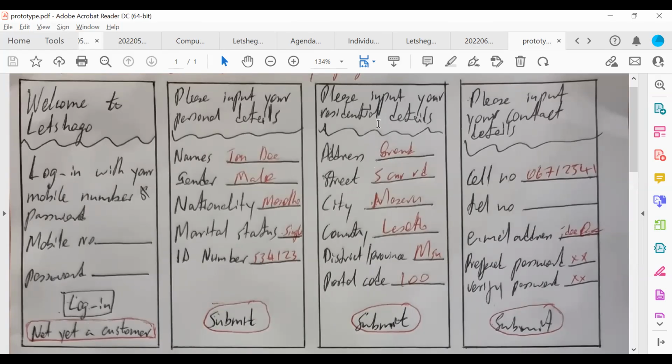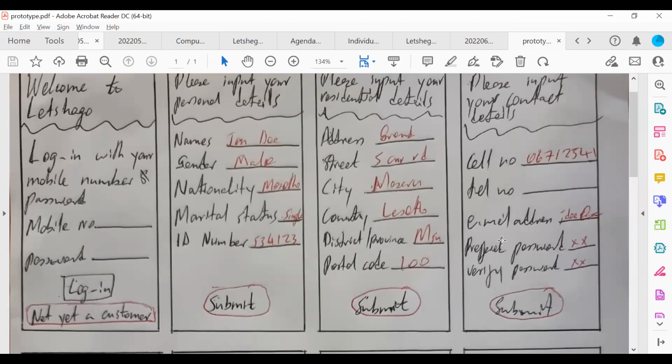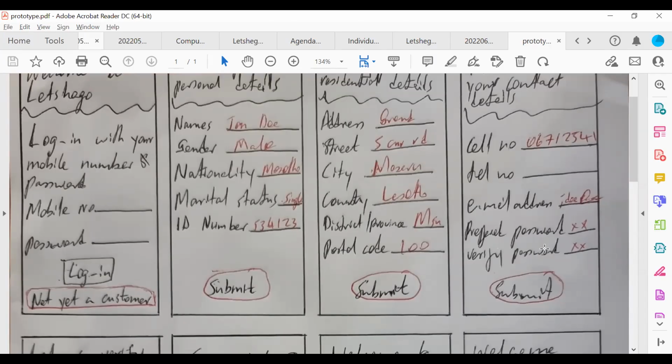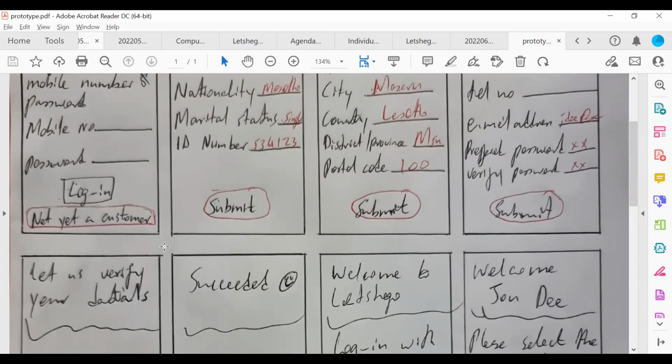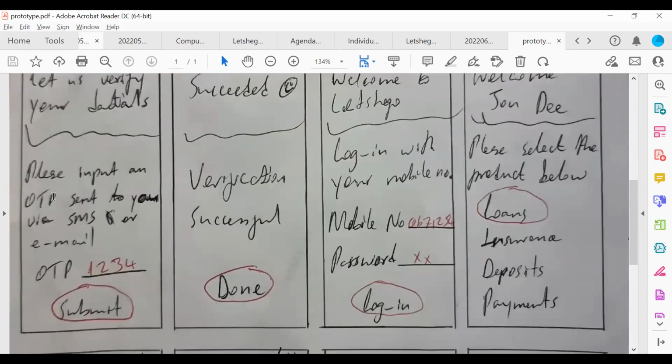Then the next stage: please input your residential details. They start by inputting their physical address, street, city, country, the district or province, and then the postal code. Submit. Then please input your contact details. They input the cell phone number, their email address, and then they select the preferred method, the preferred password, and then they verify the password. Then they submit. Subsequent thereto, please verify your details.